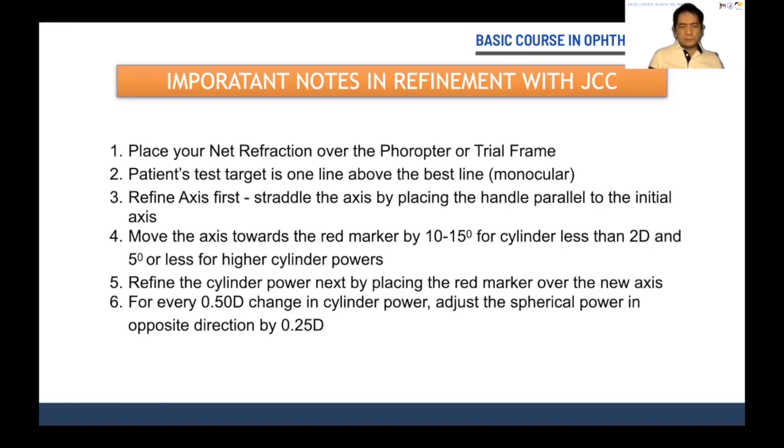Number five is refine the cylinder power next by placing the red marker over the new axis. And last one is for every 0.50 diopter change in cylinder power, adjust the spherical power in the opposite direction by 0.25 diopter.